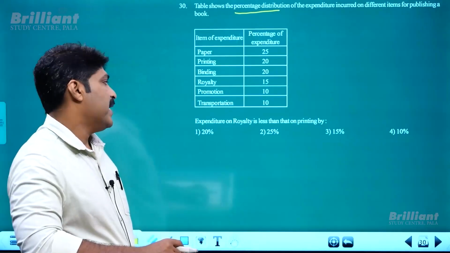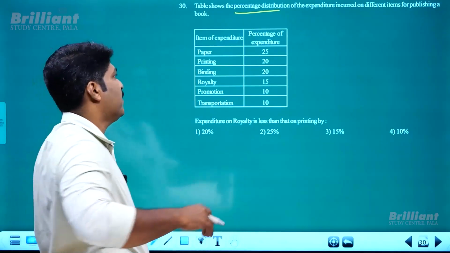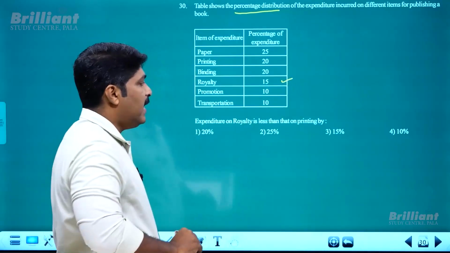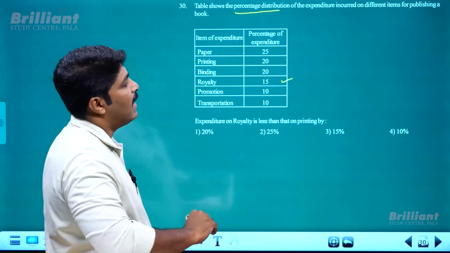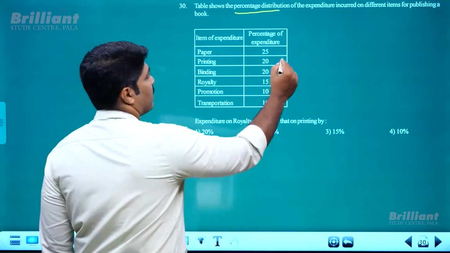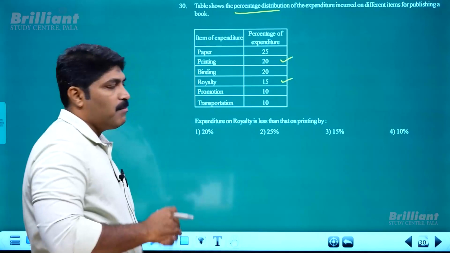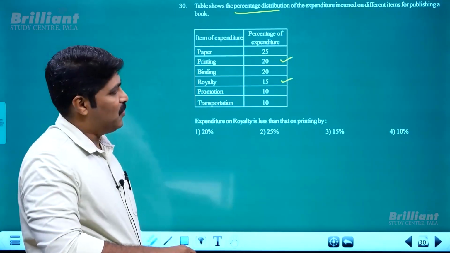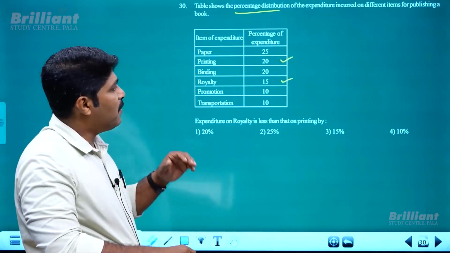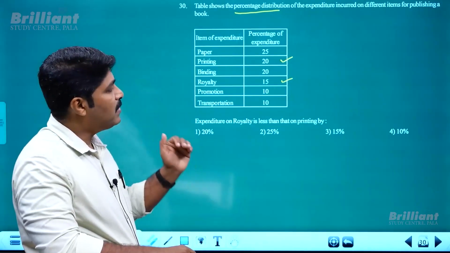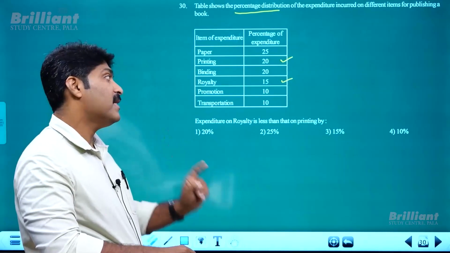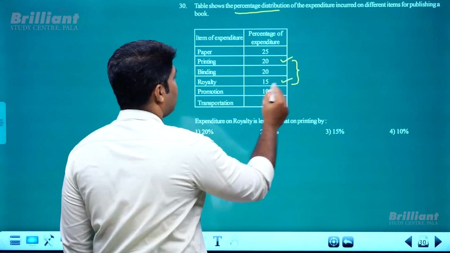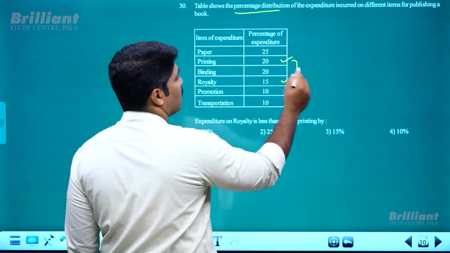Here what we need to find out is expenditure on royalty. What is expenditure on royalty? So expenditure on royalty is less than that on printing. So here printing is this one, by what percentage? So it's a comparison approach. Here expenditure on royalty is what percentage less than that on printing. So what is the difference here? This expenditure on royalty is how much less than that on printing?